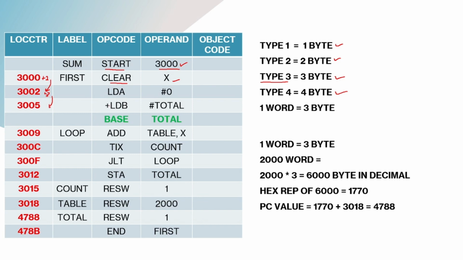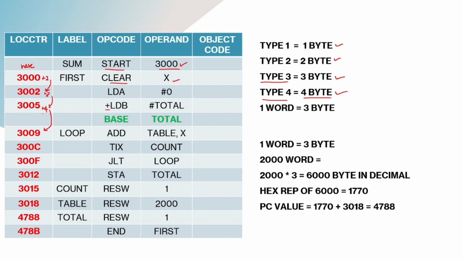So at 3005, we have +LDB #TOTAL. This plus represents that type 4 instruction format is being used. So type 4 takes up 4 bytes of space. Now what we do is we take the current location counter value and add 4 to this. Now we get the next one, 3009. Note that we're adding in hexadecimal. You just need to know that the values right here are in hex.